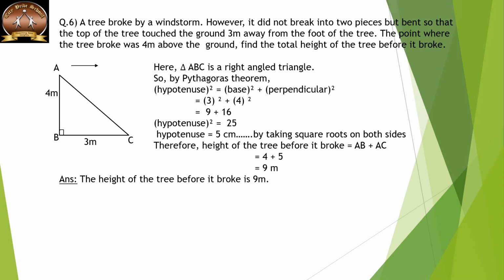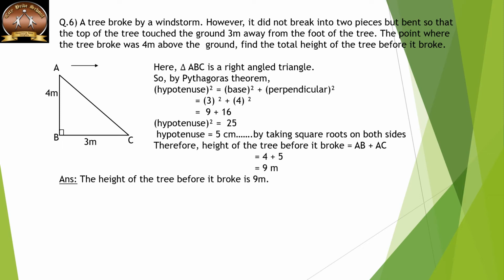Now we'll see question number 6. A tree broke by a windstorm. However, it did not break into two pieces but bent so that the top of the tree touches the ground 3 meters away from the foot of the tree. The point where the tree broke was 4 meters above the ground. Find the total height of the tree before it broke.